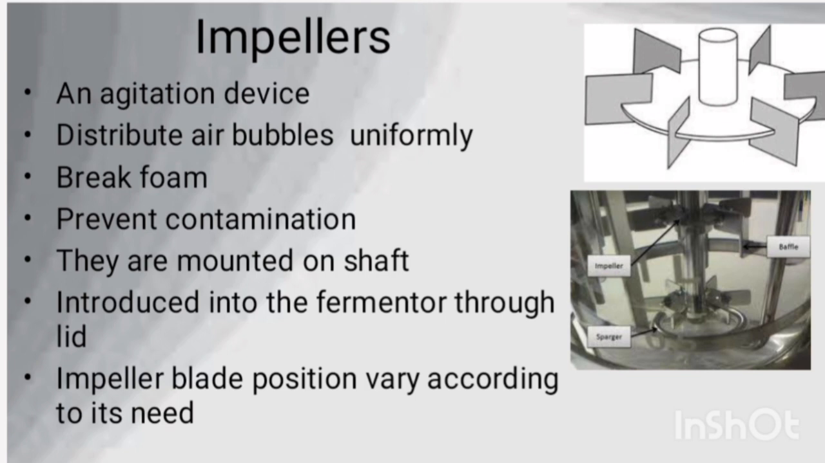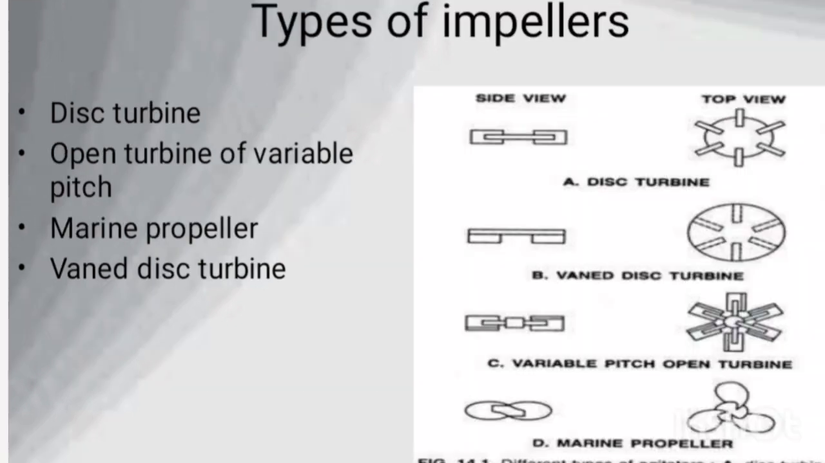So we can list out the functions or the objectives of the impellers as bulk fluid and gas phase mixing, air dispersion, gas transfer, heat transfer, suspension of solid particles, and maintain a homogeneous suspension. Types of impellers. There are 4 types of impellers. First one, disc turbine. Second, vent or disc turbine. Then third one, open turbine of variable pitch. And fourth one, marine propeller. I will explain this type of impellers later.